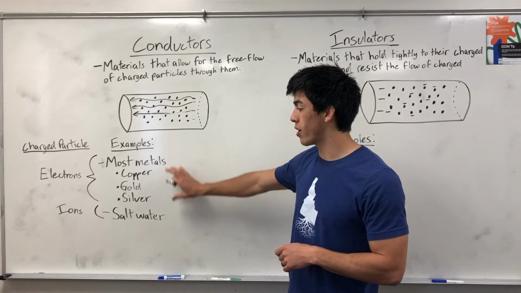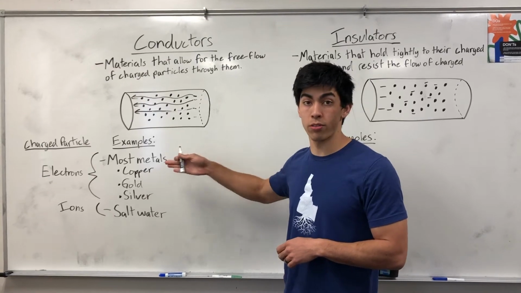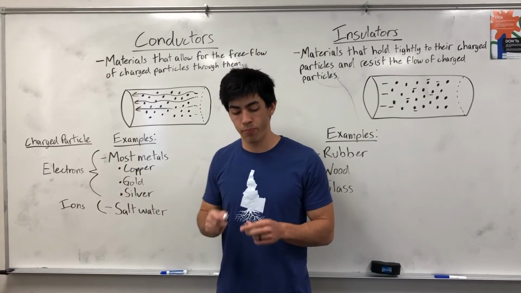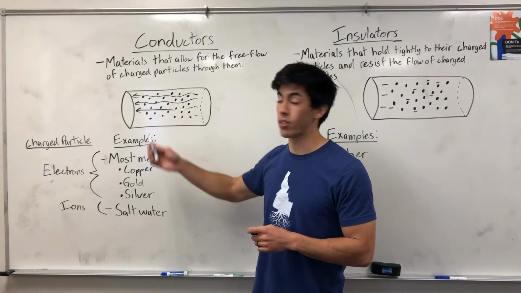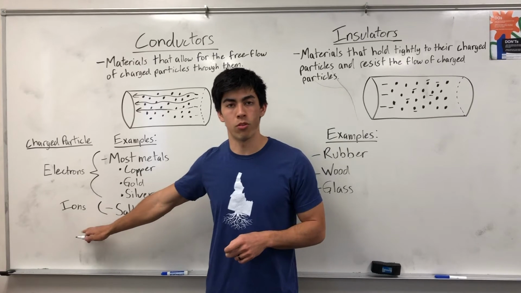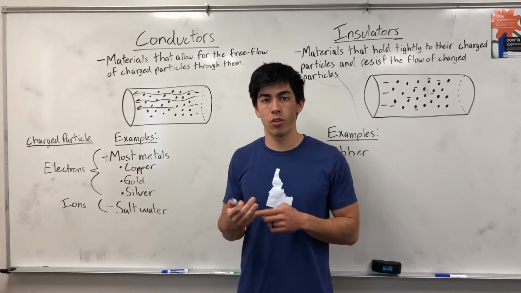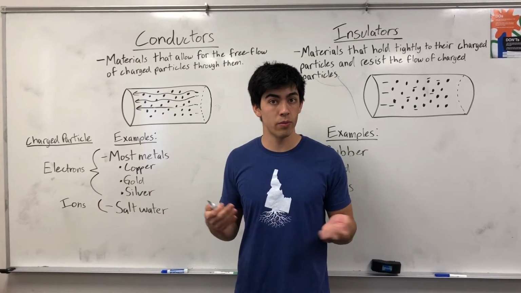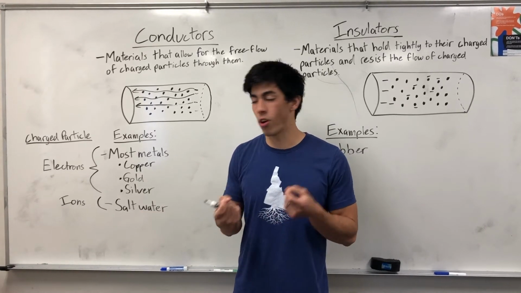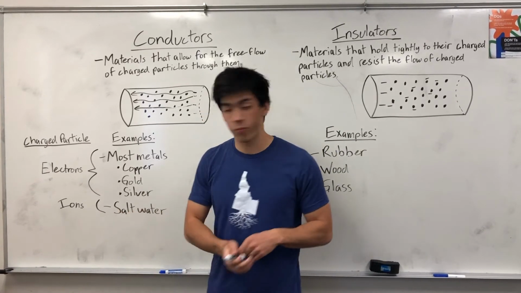Now the difference here is the kind of charged particle that flows through them. With metals, typically you have electrons flow through them, as mentioned in this example. But with salt water, on the other hand, we have ions move through them. These are charged particles such as sodium chloride, hence the name salt water. And these are actual atoms with charges that will flow through the salt water.